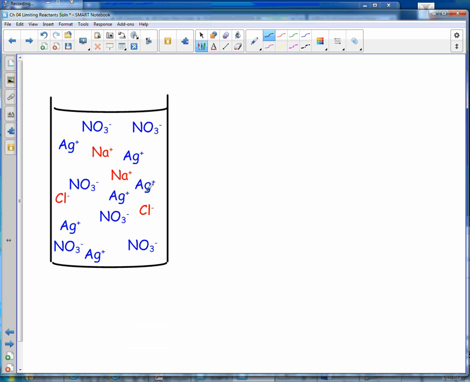Nonetheless, this is what it looks like when the two solutions are mixed, but before reaction. So I wanted you to note that if you mix a 50 milliliter solution with a 25 milliliter solution, your new volume is 75 mL. And that's going to be really important to apply later on in the calculations.